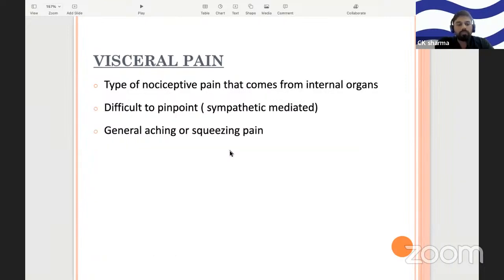So it can be visceral or somatic pain. Visceral, by the name, means any pain that comes from the internal organs. It's difficult to pinpoint as it's diffuse in nature, and there is a general aching or squeezing pain.